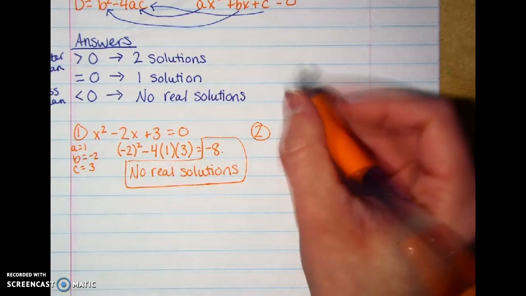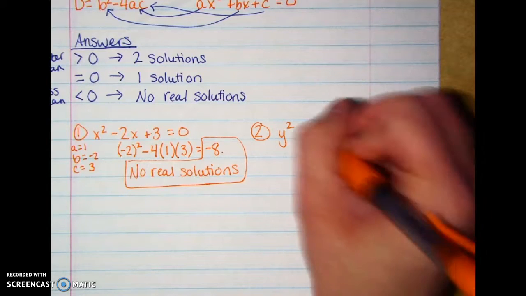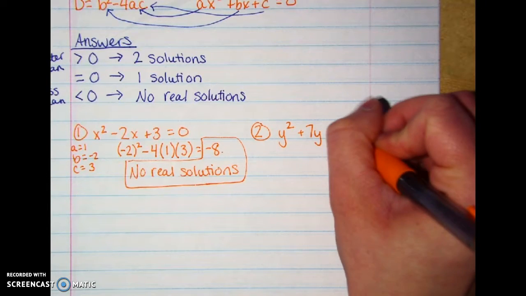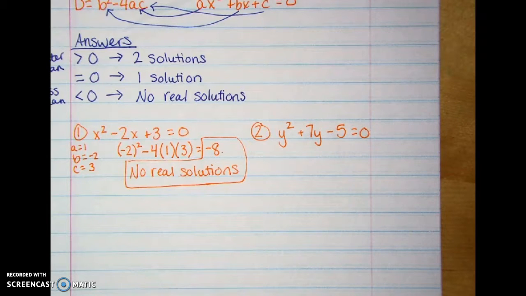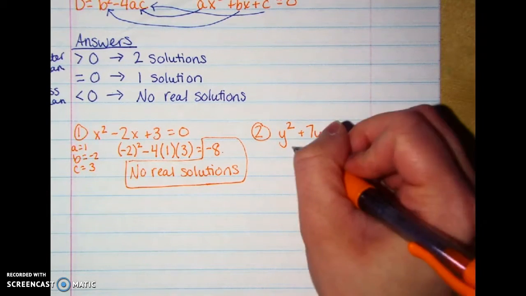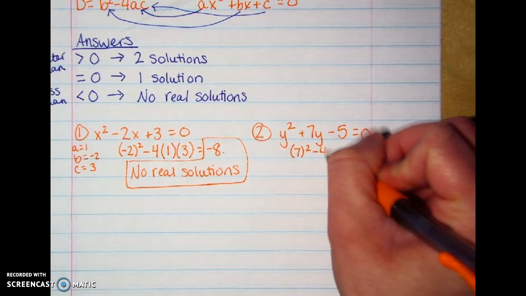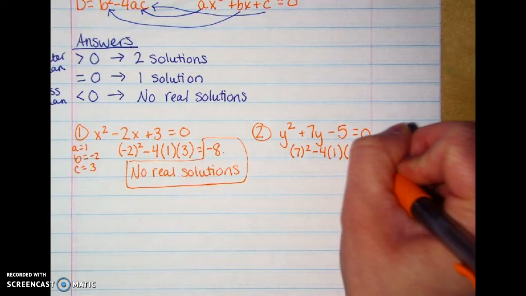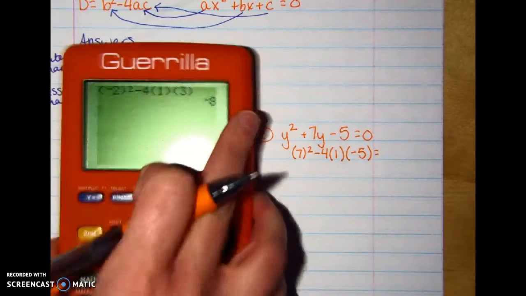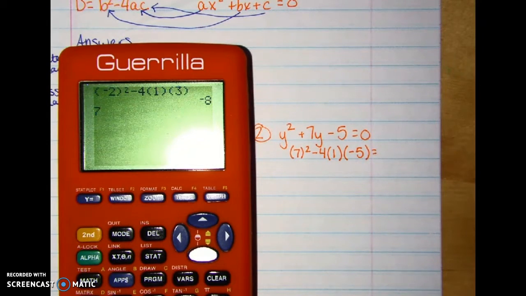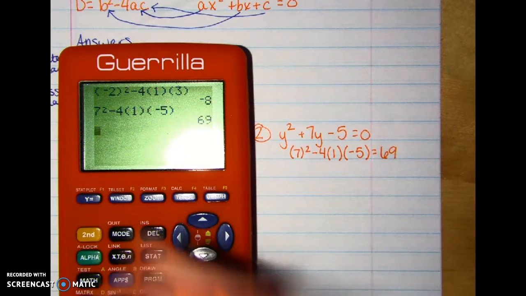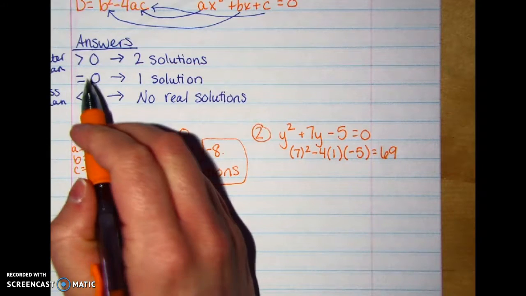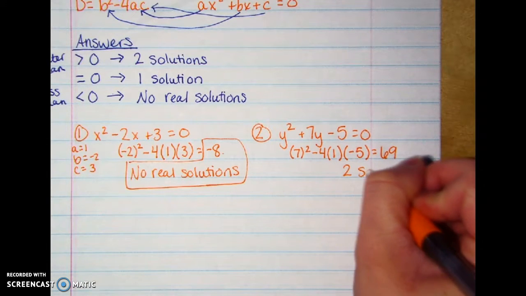Let's do y squared plus 7y minus 5 equals 0. So b is this term right here, so that's 7 squared minus 4 times a, which is this number right here. There's not a number, so it's just 1. And c is negative 5. Type that into your calculator, so 7 squared minus 4 times 1 times negative 5. I got 69. 69 is greater than 0, so that means it has two solutions.